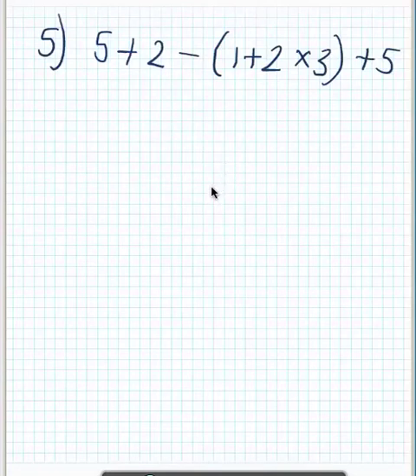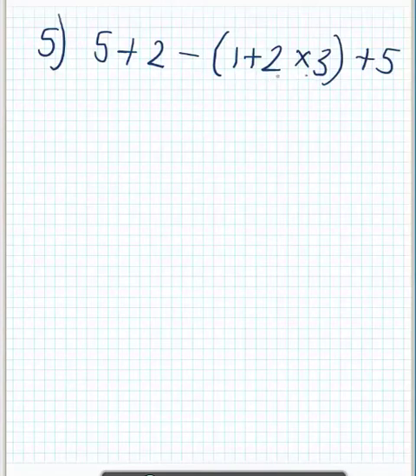Now with our next one, it's starting to look a bit more complicated, but it's just as easy. Now we know that with BIDMAS, we always start with brackets. So these brackets have been placed here for us. So I'll work inside my brackets. Now please be careful, look inside the bracket and also check your operations. We have addition here and multiplication.